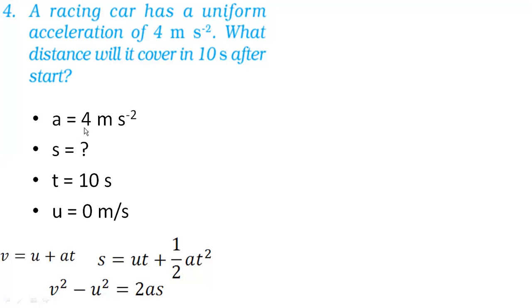So let us put the values from the given data. Acceleration they have given is 4 meter per second square. Distance they are asking, that means S value. Time value is given, 10 seconds. And we are also supplied u. How did I come to know that u is 0? Because they have said calculate distance after start. After start means what?